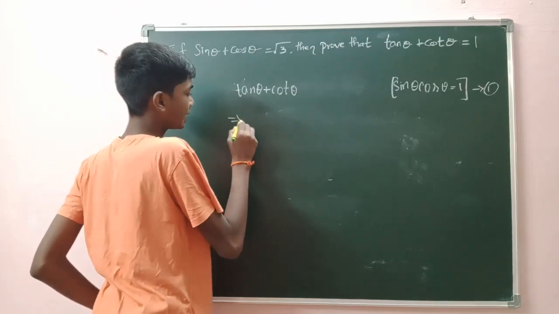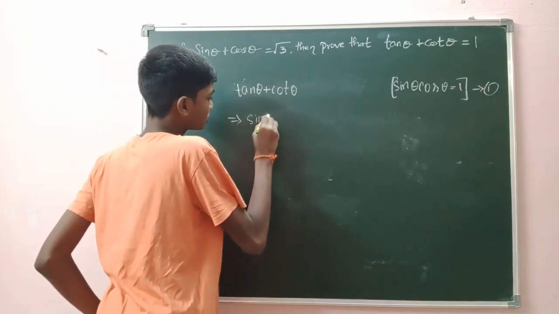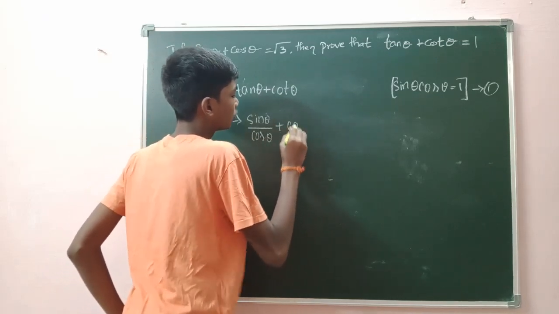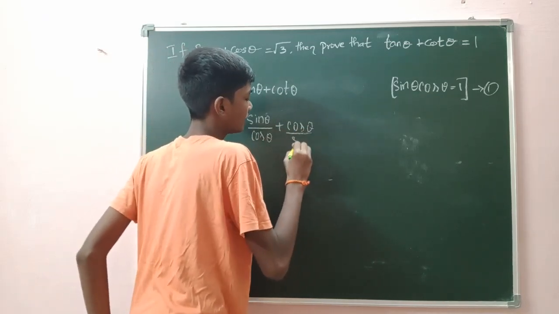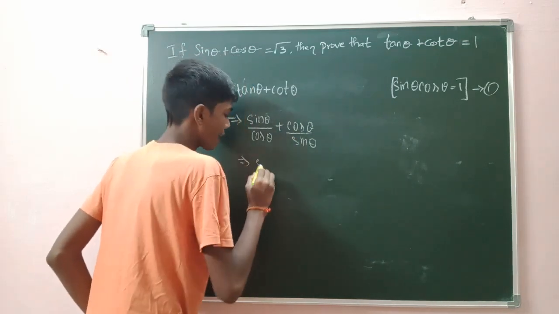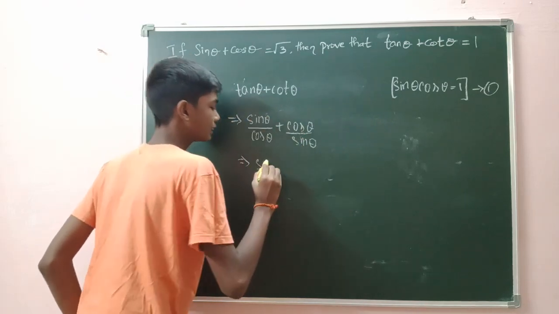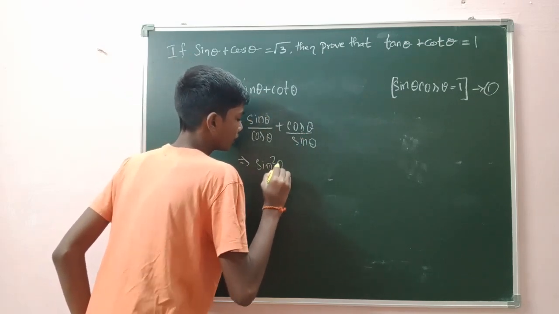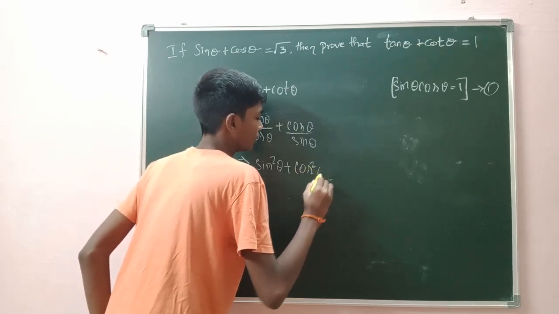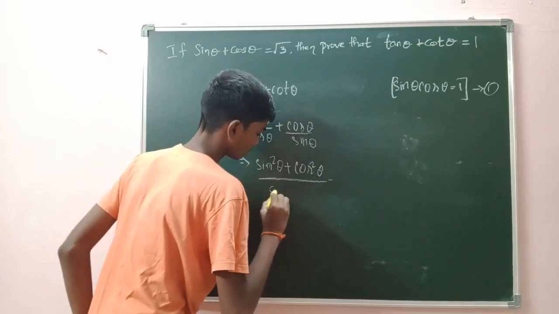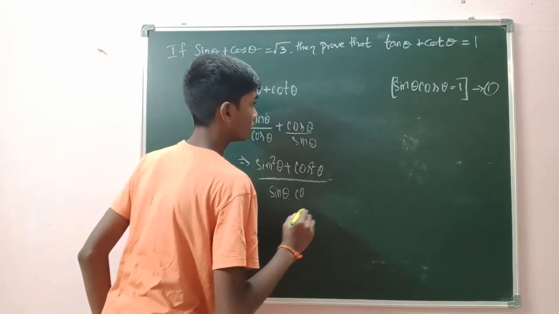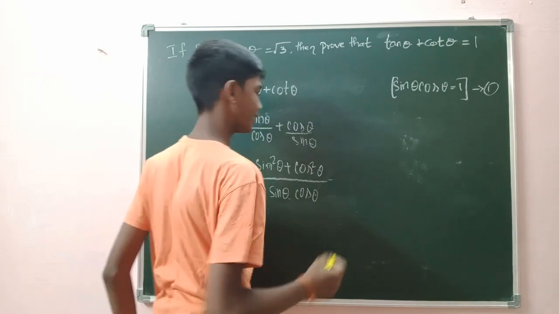So this tan theta I can write as sin theta by cos theta, and this same cot theta I can write as cos theta by sin theta. Correct or not? So now when I take LCM, I'll get sin theta into sin theta is sin square theta, then plus cos theta into cos theta, that will be cos square theta, divided by sin theta times cos theta. Correct or not? Just by taking LCM.